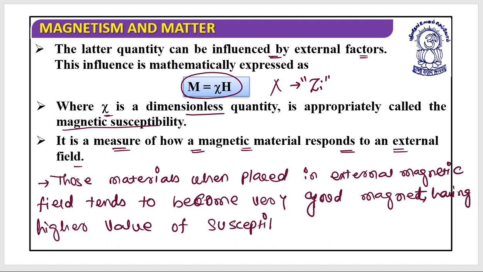So from the value of the susceptibility, you can have an idea whether this material will support the magnetic field or not. If the value of the susceptibility is higher, that means this material is ready to become a magnet instantaneously. I hope this is clear.